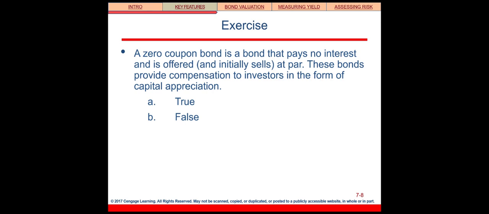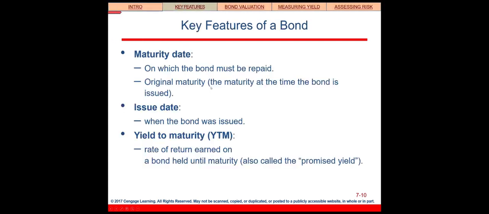So in any case, a zero coupon bond will never be sold at par, unless maybe there is a negative interest rate, which is very rare. Otherwise, a zero coupon bond should always be sold at a discount. Therefore, the compensation is actually paid in the form of the price difference between the par value, the face value, and the purchase price. So that's this question. The correct answer is false.